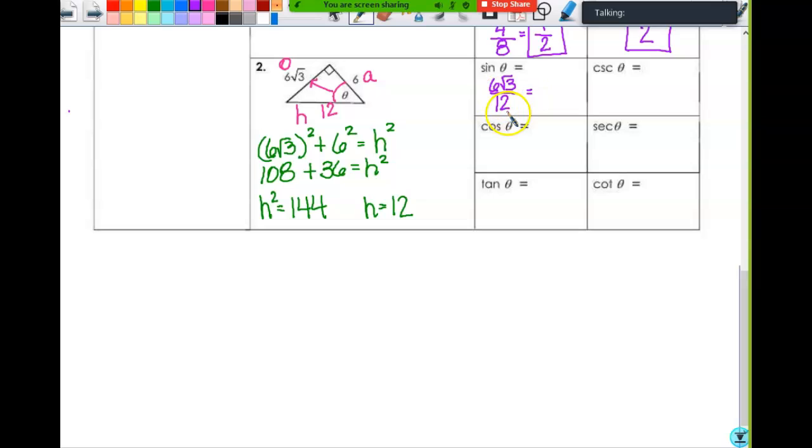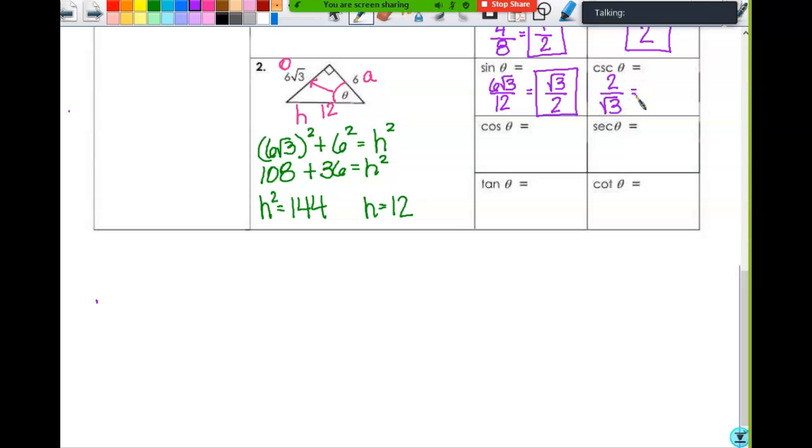So all I have to do is reduce the 6 and the 12, and I get square root of 3 over 2. Then I'm going to need to take the reciprocal of that to get cosecant. So that's going to be 2 over the square root of 3. But now I have to rationalize.